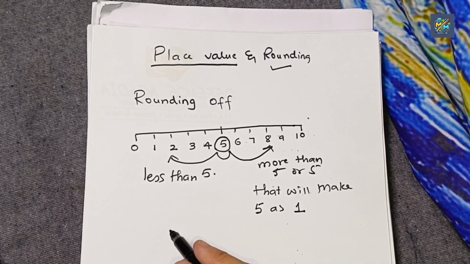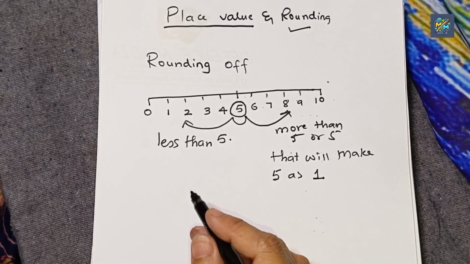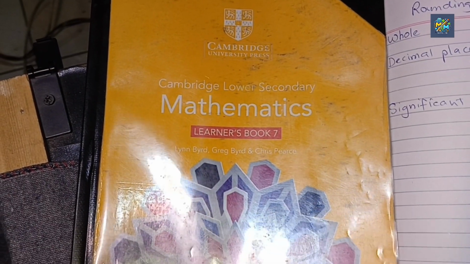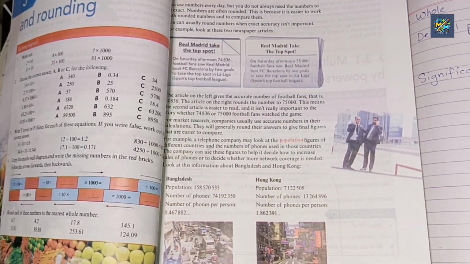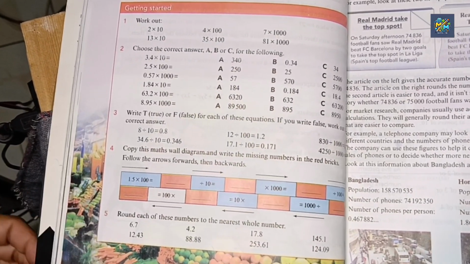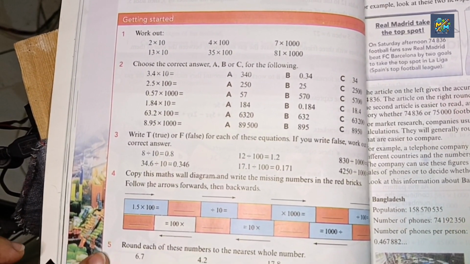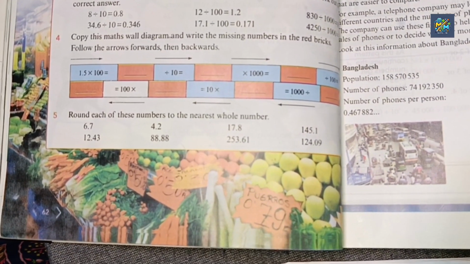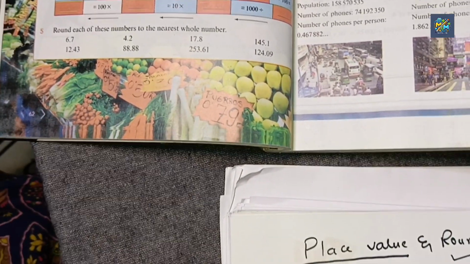How? Let's see. As I've shared, we are doing the book Cambridge Lower Secondary Mathematics Learner's Book 7, and we have started chapter 3. I'm on page number 62, and this is question number 5: round each of these numbers to the nearest whole number. So let's make a start.